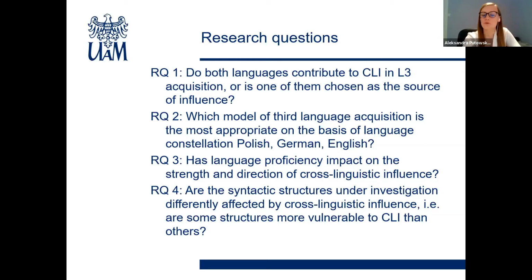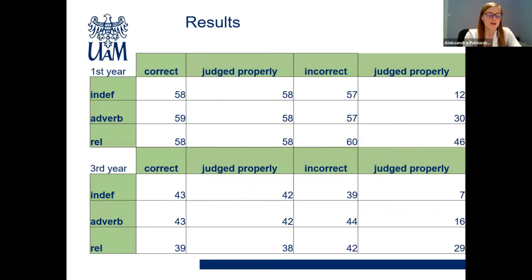And let's move probably to the most interesting part, so the results. After rejecting the sentences which couldn't be included in the study, for example, they were omitted by the student, these 2 tables show the results of 2 groups, first year and third year students. I would like to draw your attention first to this division, correct versus incorrect sentences. Let's look at the first table.